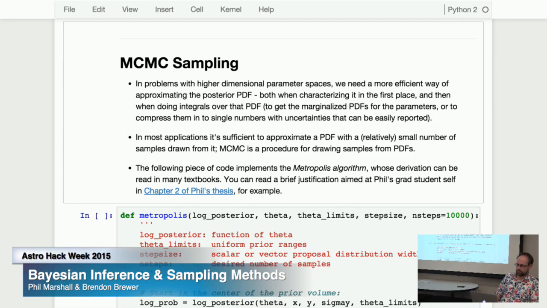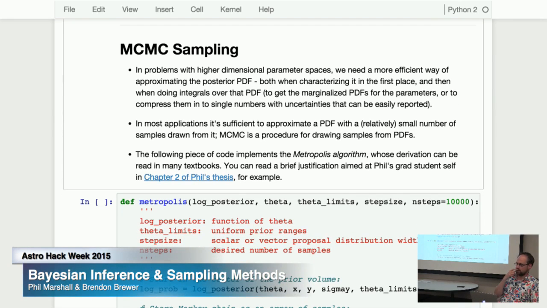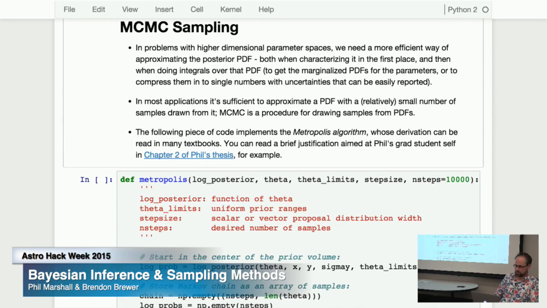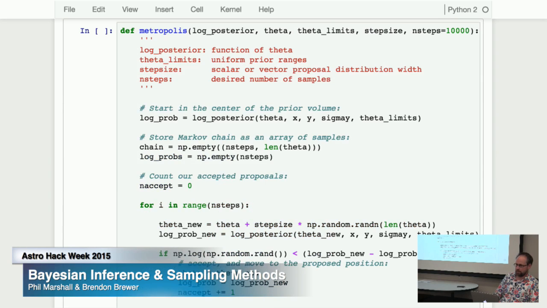If you want to read about the derivation of this, it's in many textbooks. A good place to start might be chapter 2 of my PhD thesis, where I explained to myself, aged 25, how the Metropolis algorithm came into being. So this is what we're going to look at here. Let's keep on going. Here we have on the screen the Metropolis algorithm for drawing samples.